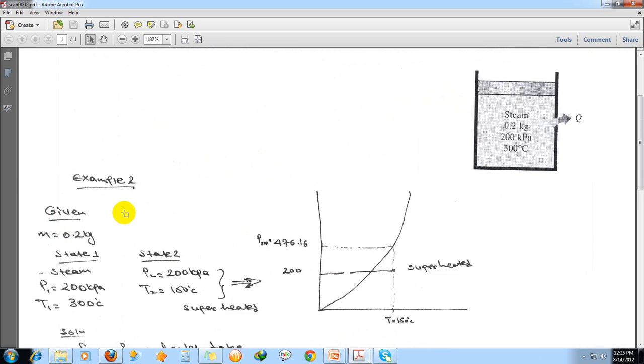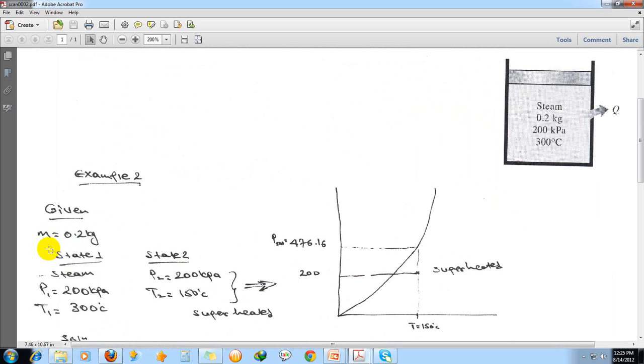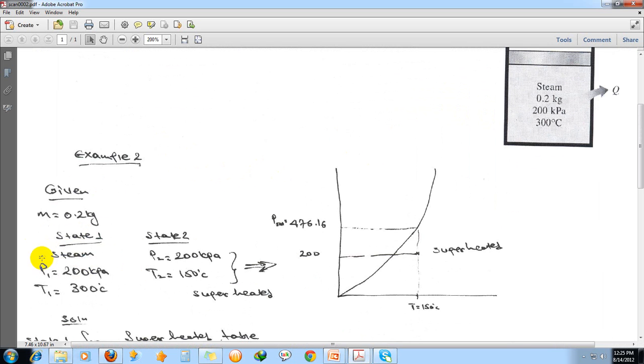Given we have mass 0.2 kilogram and state 1 steam at 200 kilopascal and T1 300 degrees centigrade. These are state 1 properties. Now at constant pressure the system loses some heat or is subcooled. So the pressure is constant, P2 is equal to 200 kilopascal, and the final temperature T2 is equal to 150 degrees centigrade. So we have state 1 and state 2.